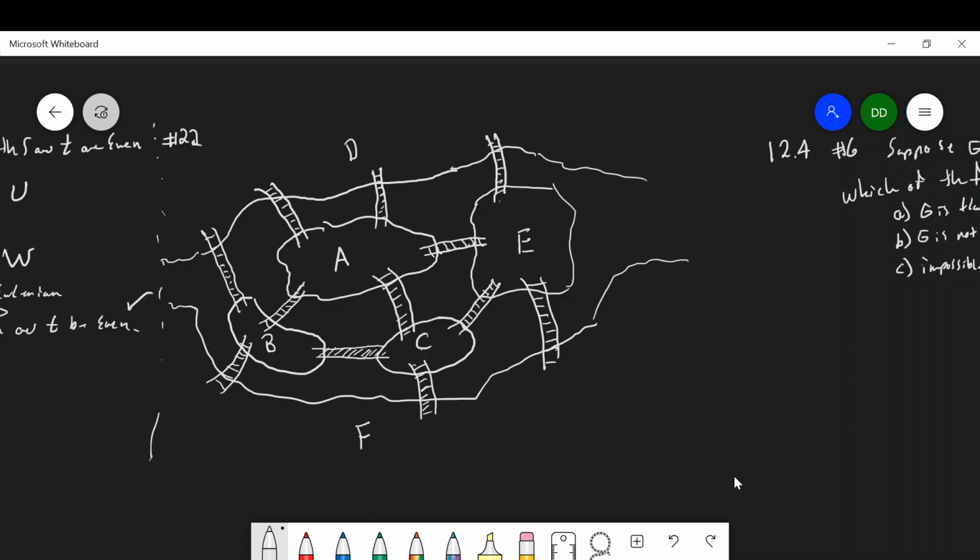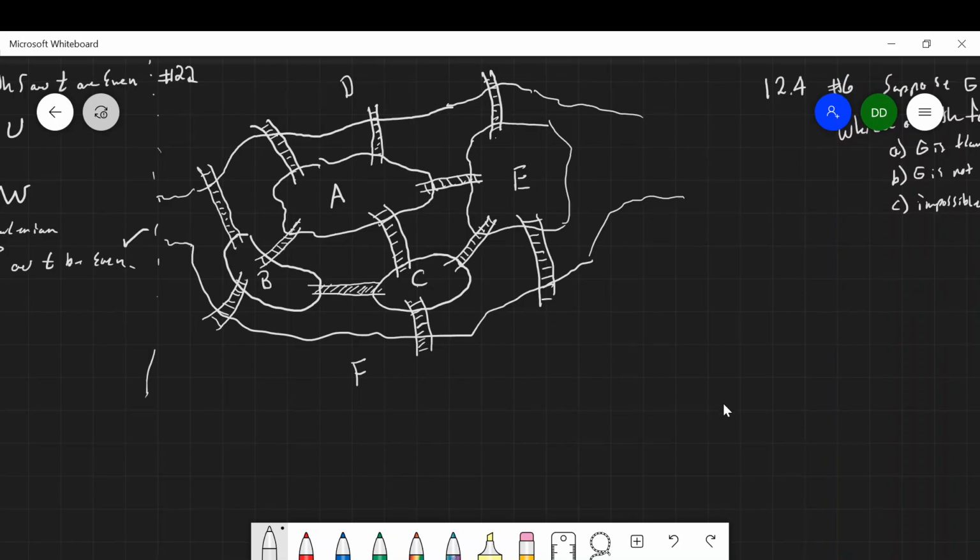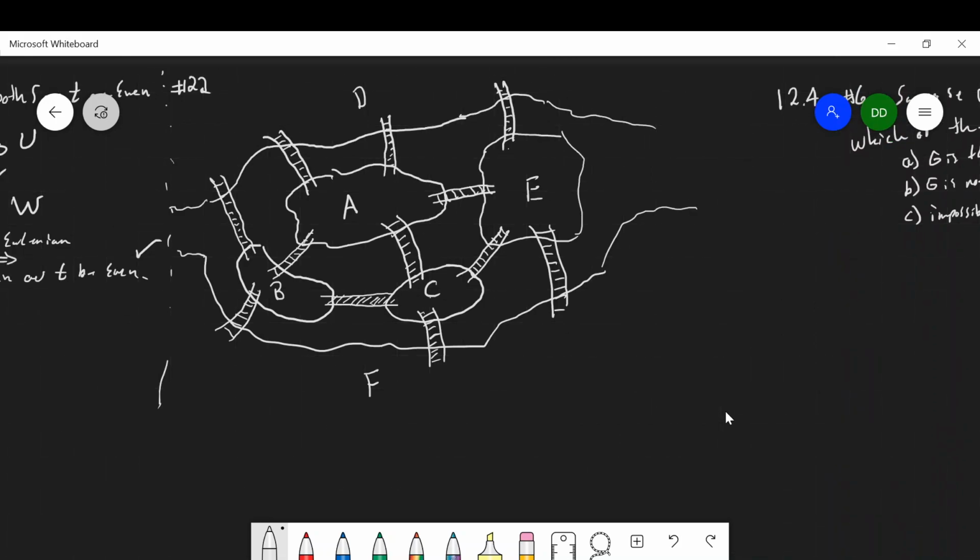We want to make a graph out of this, or rather a multigraph, and determine, so here it asks us, can we stroll through the city walking over every bridge exactly once? So notice it doesn't say we have to end up back where we started, so we're not looking for an Eulerian circuit. We don't care if this thing's Eulerian. What we're looking for is an Eulerian trail.